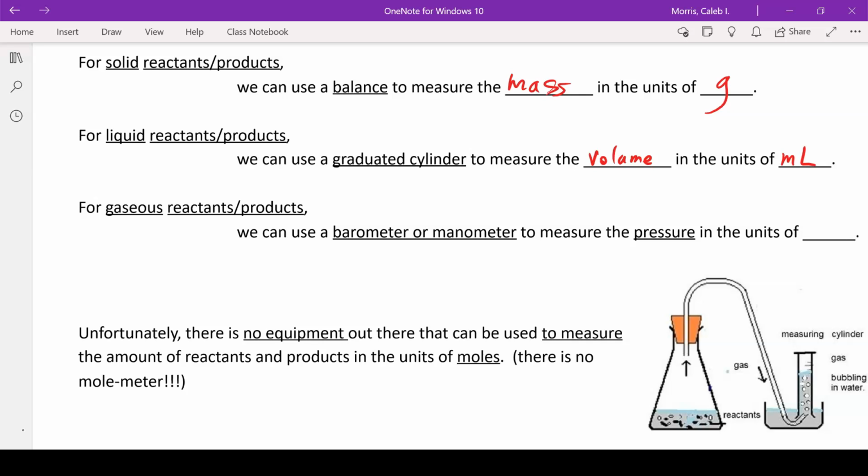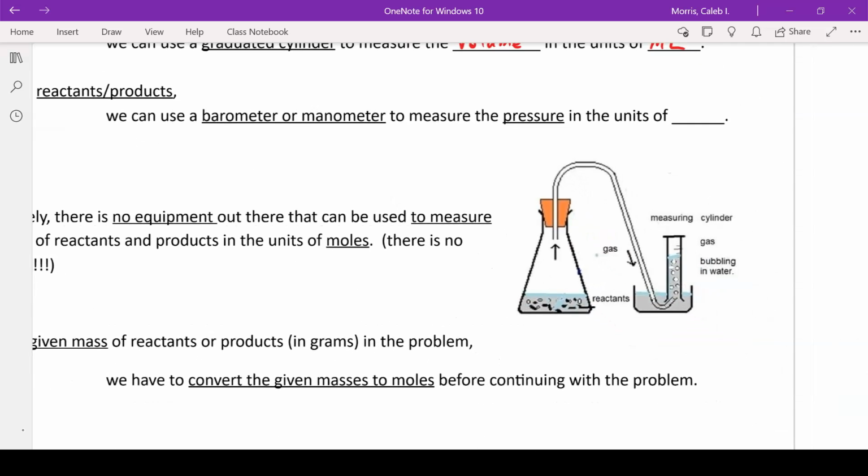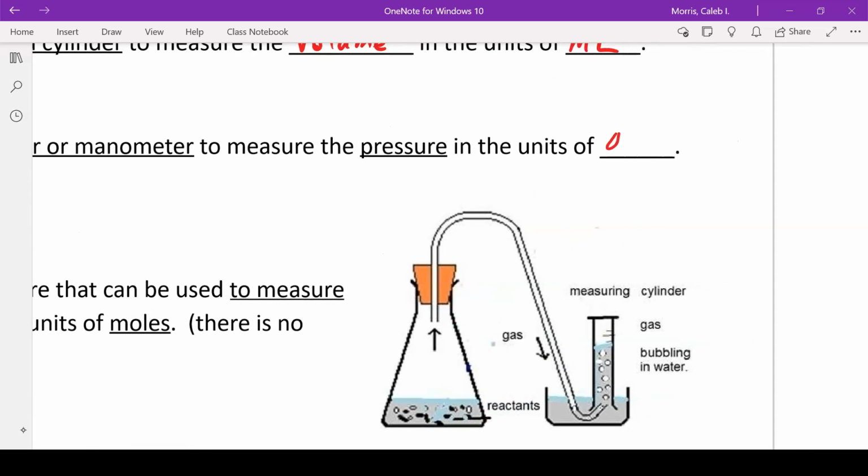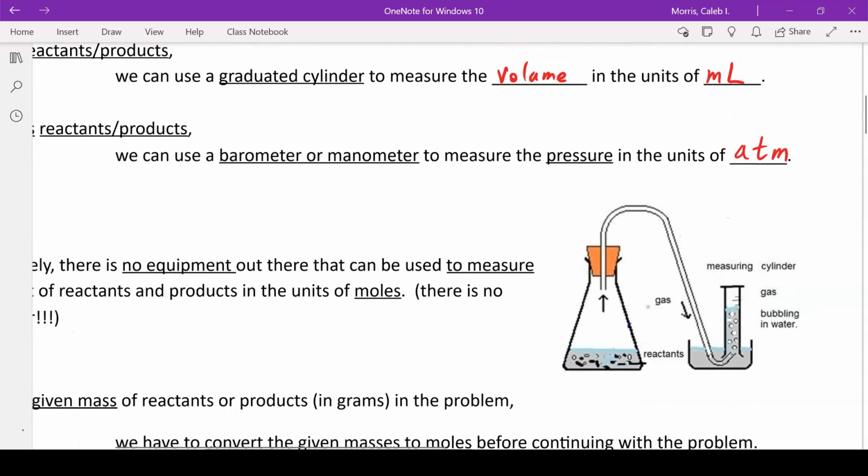But we can get a barometer or a manometer. Those are instruments that measure the pressure, and we could maybe use units of atmospheres, ATM. By the way, you're probably not familiar with that unit yet. Don't worry, we'll get to it later when we talk about gases.